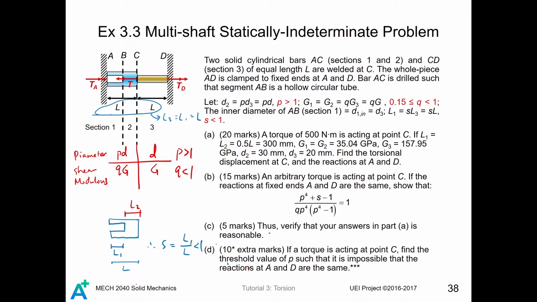Besides, you are also asked to verify that in case the reactions at fixed ends A and D are the same, then we have the relationship (P to the power 4 plus S minus 1) divided by (QP to the power 4 times (P to the power 4 minus 1)) equals 1. Consequently, I will ask you to verify that your answers in part A are reasonable. I can give you a little hint here.